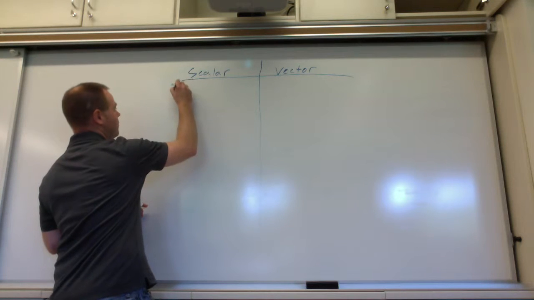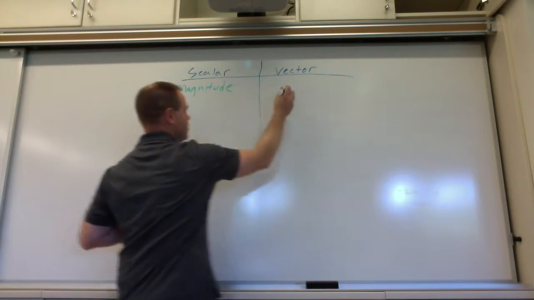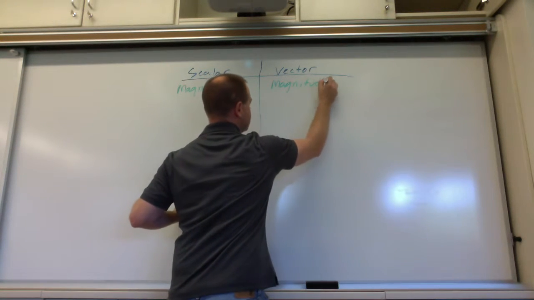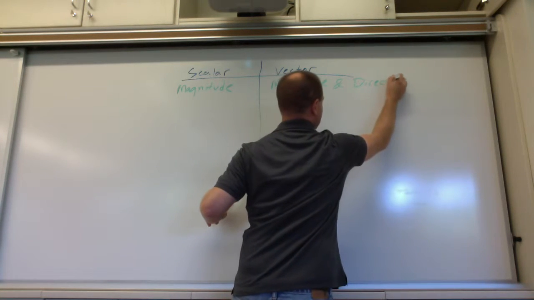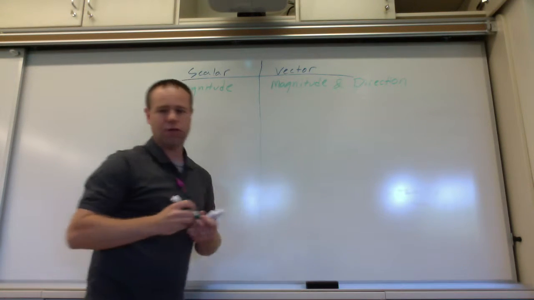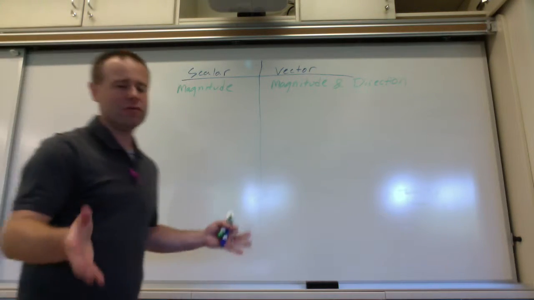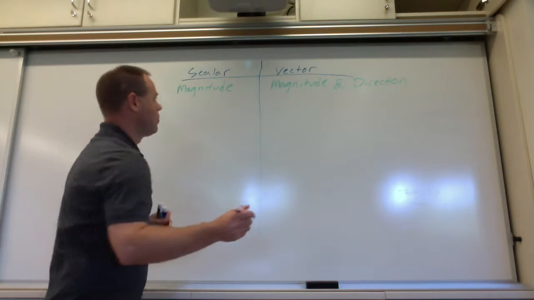Scalars only have magnitude, whereas vectors have magnitude and they also have direction. And you might be thinking to yourself, okay, Bozide, that's all good. I can see the difference between the two. That does seem pretty straightforward, but I don't really understand what the word magnitude means. So I'm going to help you with that a little bit more.